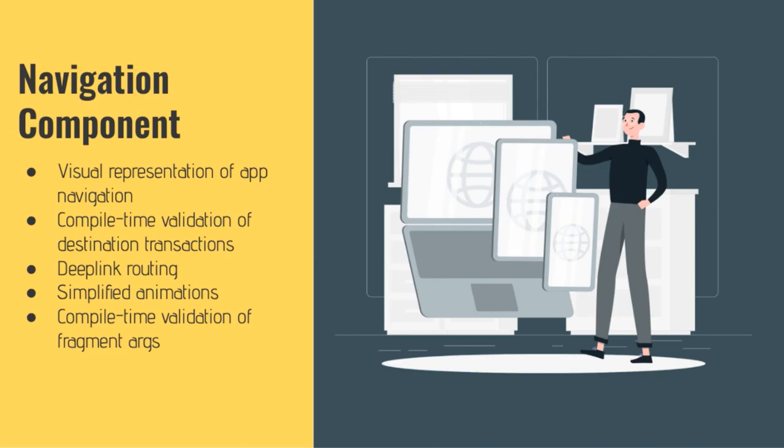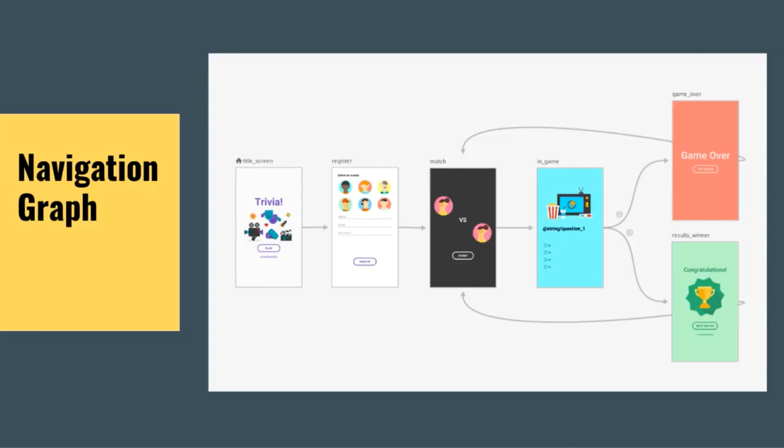And then again, we'll just call it out one more time. Compile time validation of fragment args is super helpful. So here's an example of a navigation graph. We'll see here that we have a number of screens, and then we have some arrows specified kind of between the screens.